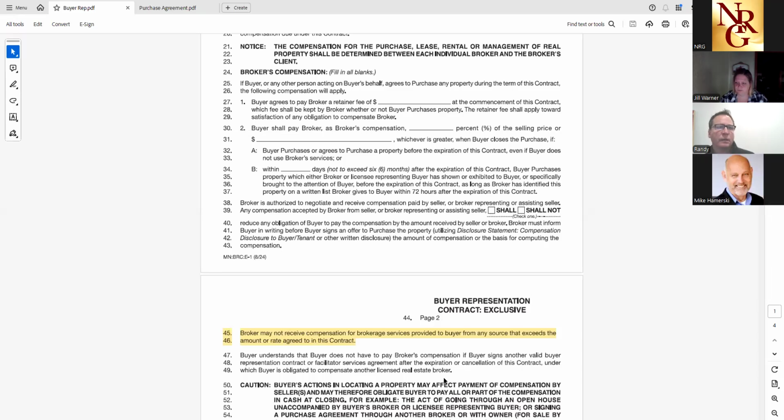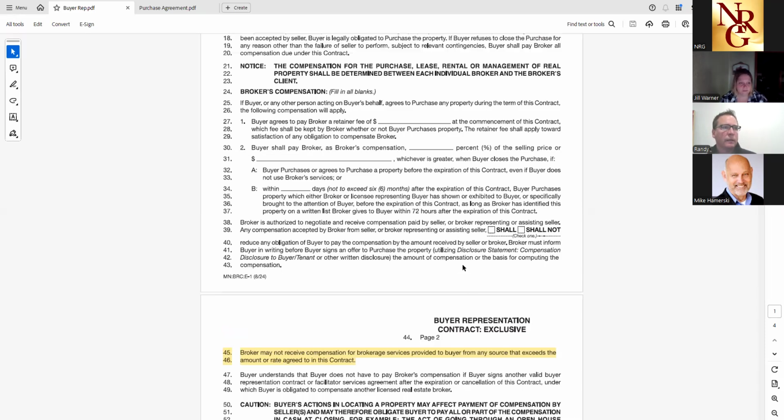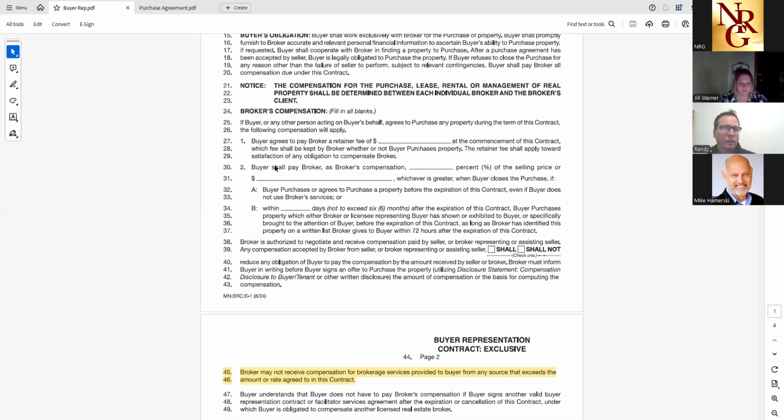I have a quick question. On line 30, the broker compensation, I always put 2.7% there, and we can't charge more than that. Is there going to be any pushback from anywhere that says that we can't negotiate after that?